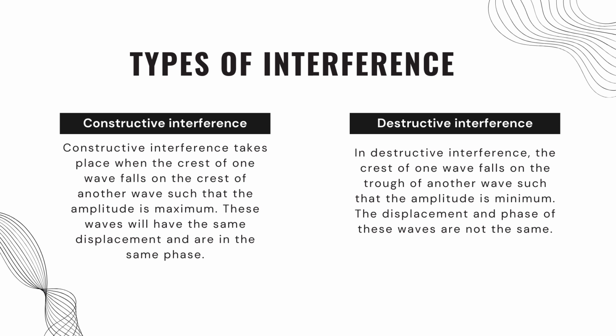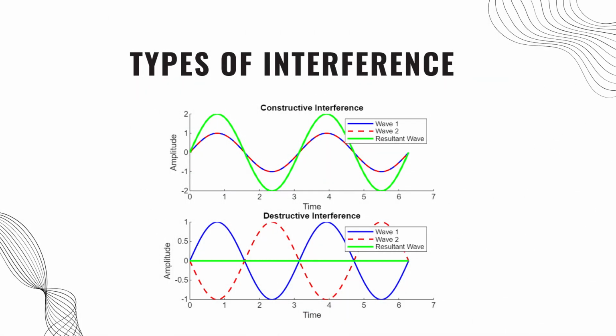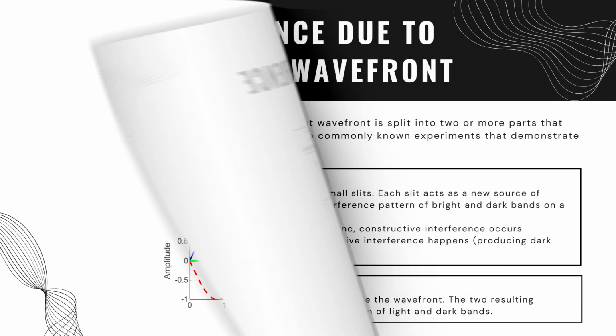Destructive interference: when the crest of one wave meets the trough, the low point, of another, the waves cancel each other out, reducing or even eliminating the light at that point. It's like two forces pulling in opposite directions, canceling each other out, resulting in darkness or reduced light intensity. You can better understand constructive and destructive interference through this diagram.